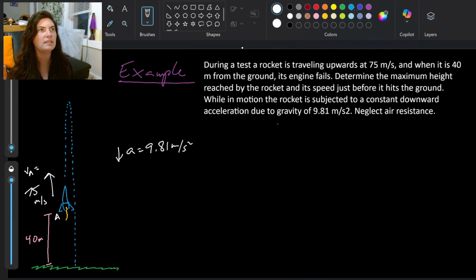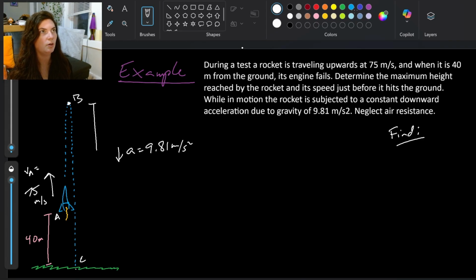So speaking of, what are these things that we're solving for? We're given the 40 meters start, the initial velocity of 75 meters per second. We want to find, just as a reminder, the maximum height reached by the rocket. So we want to know what the height is right here. Let's call this position B, and then when it hits the ground, we'll call that C, just so we know what points we're talking about here.